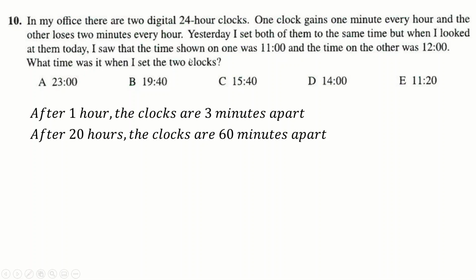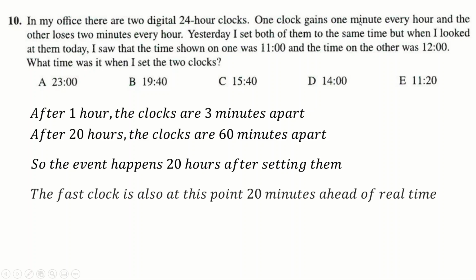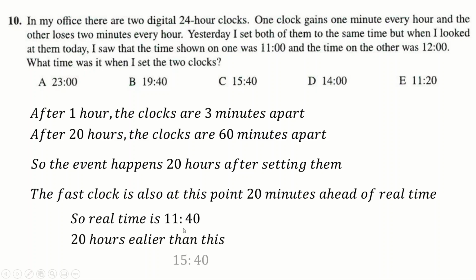Okay, good. So when do you set the clocks then? Well, the other thing to consider is that the faster clock, which is of course going to be saying 12, is actually ahead of real time. After 20 hours, it's ahead 20 minutes of real time, which means real time is 11:40. But all we have to do now is say that, okay, so real time is 11:40, this clock is 20 minutes ahead, this one is 40 minutes behind. But you did this 20 hours ago, 20 hours from real time ago. So you just take 20 hours away from this. Easiest way maybe to do that is to add 4 hours to it and then take away a day. So you get 15:40 the day before, which, yeah, is the answer.